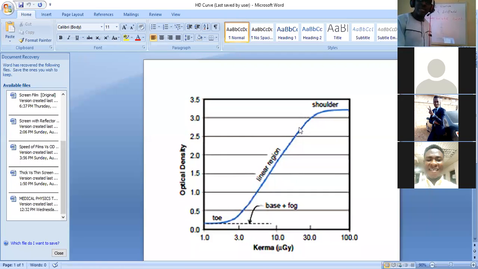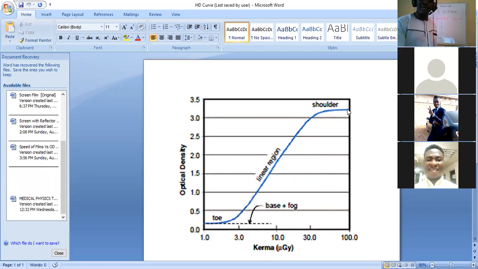We basically make our exposure along this linear region because it will give us a very, very good radiogram. So how did this optical density OD curve come about? You just take out a film and expose it at a very low radiation level. You measure the optical density with the densitometer, plot it, and so on and so forth. You continue until you get to very high exposure.